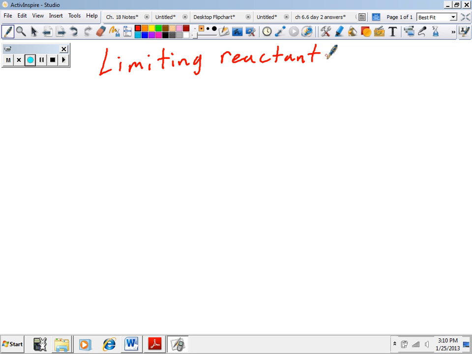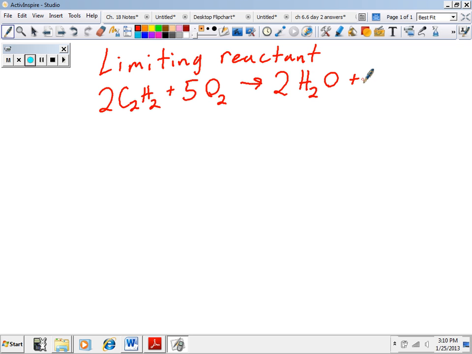And a chemical reaction works the same way. We're going to look at the following combustion reaction. We have 2C2H2 plus 5O2 yields 2H2O plus 4CO2.